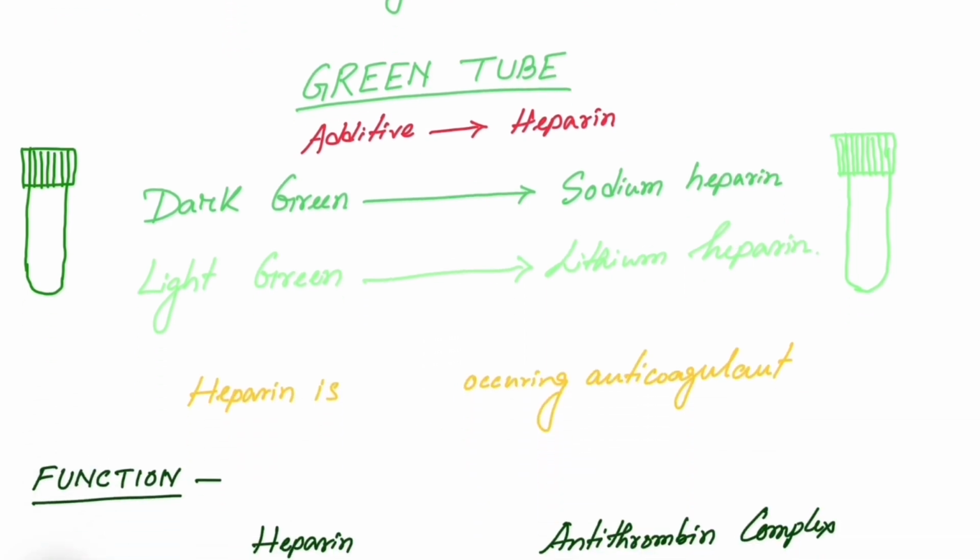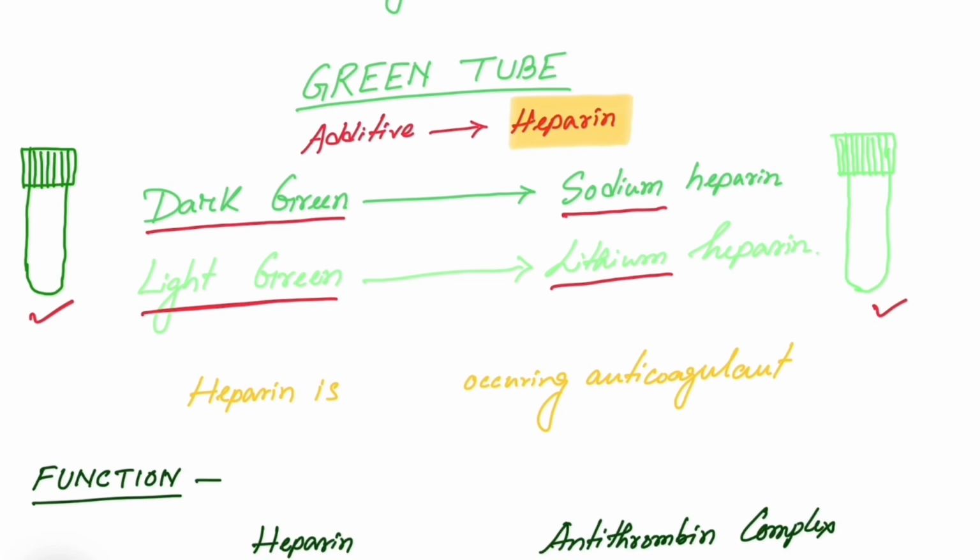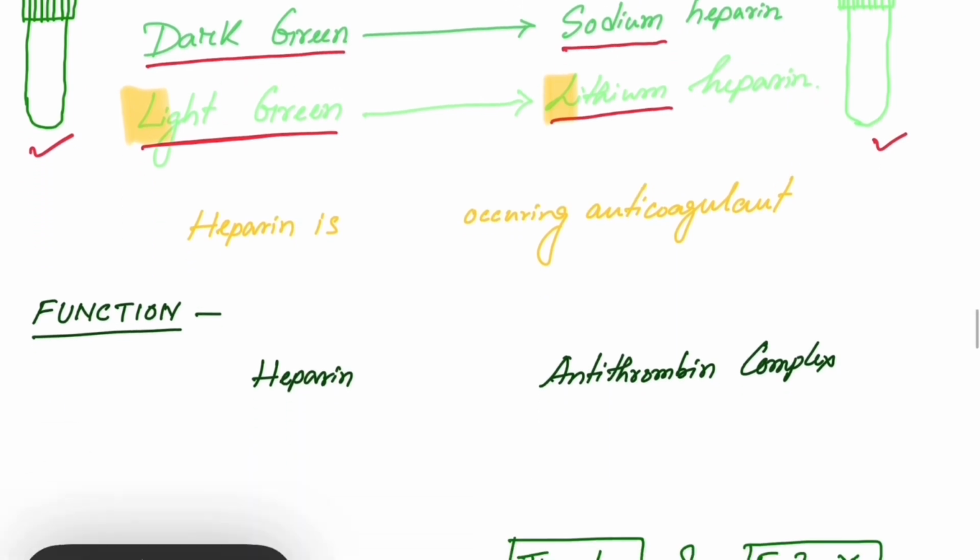Next, move on to the green tube. The green vacutainer contains the additive heparin. There are two green tubes, one dark green and the other light green. Both these tubes contain heparin. It is a basic thing, but dark green contains sodium heparin and light green contains lithium heparin. Remember, L for light, L for lithium. Do you know heparin is a naturally occurring anticoagulant?